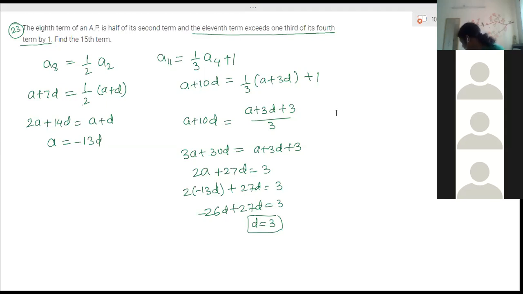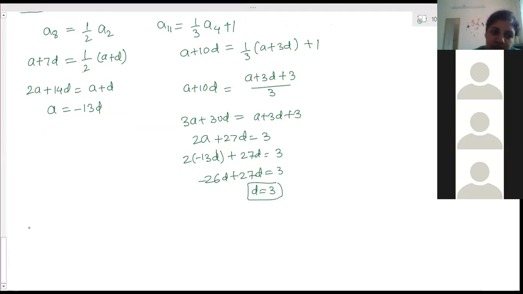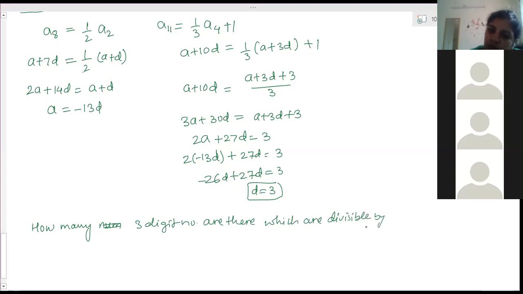For the 38th one, find the number of all three-digit natural numbers which are divisible by 9. All three-digit natural numbers. How many three-digit natural numbers are there which are divisible by 9? Which are divisible by 9. Can you find out?